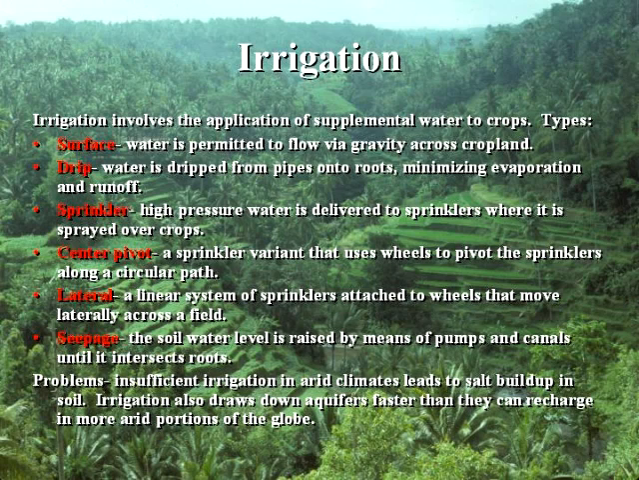Seepage systems are used where instead of spraying water onto crops, the water level is raised so that it intersects the roots of crops. And that could be done by means of pipes and pumps and canals and that sort of thing.